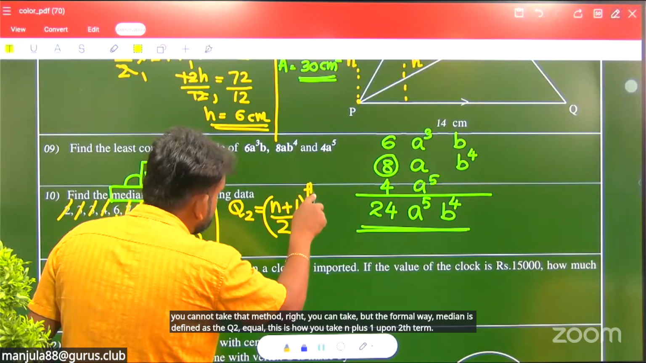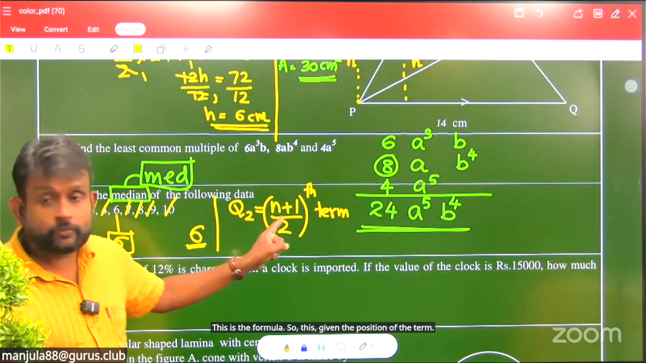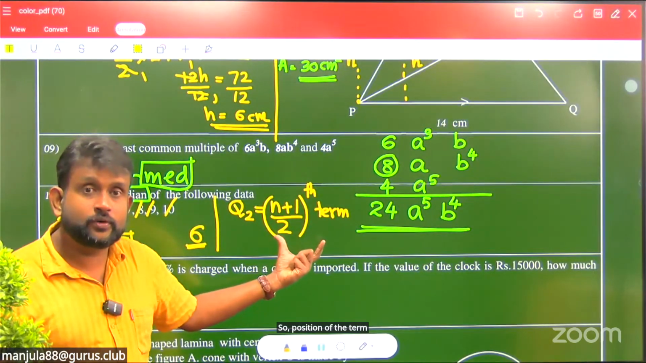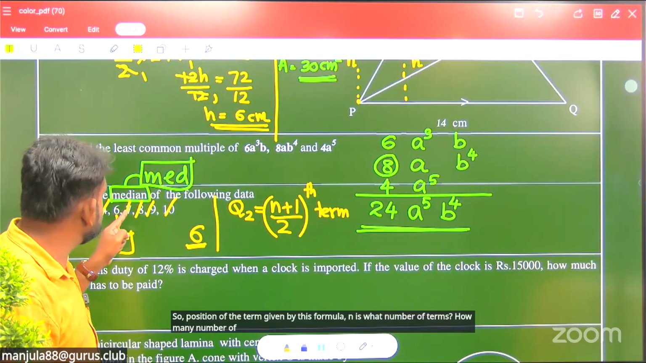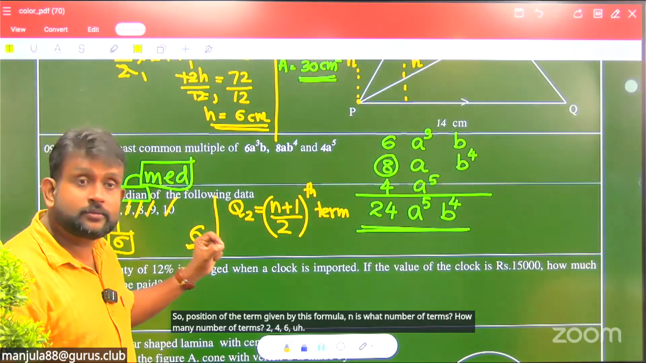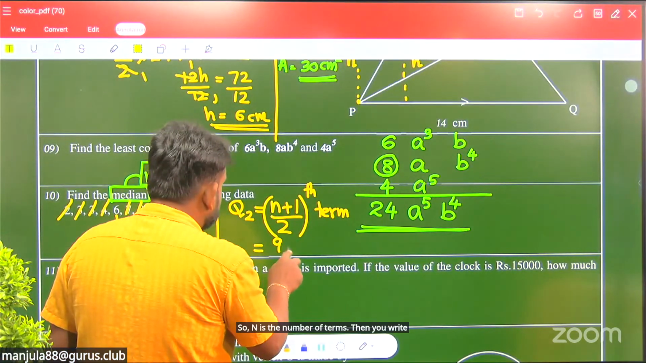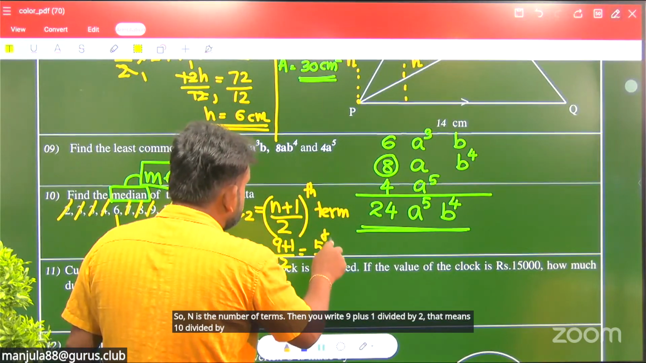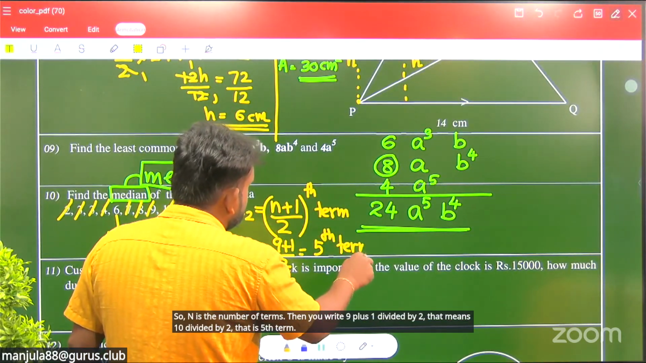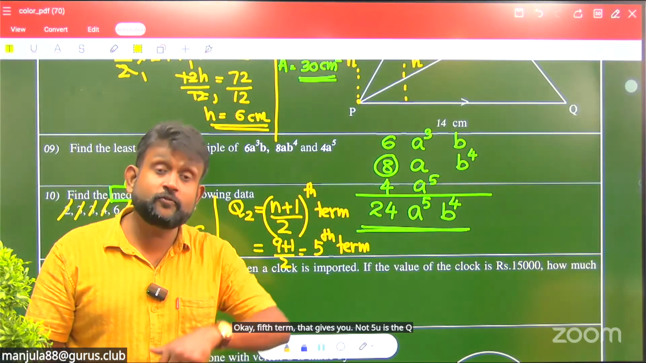This is the formula, which gives the position of the term. n is the number of terms. How many terms are there? 2, 4, 6, 8, 9 terms. So n is the number of terms. Then you write 9 plus 1 divided by 2. That means 10 divided by 2. That is the fifth term, the Q2 median.